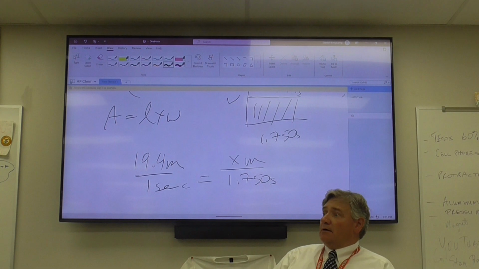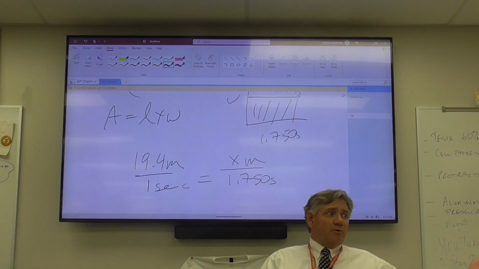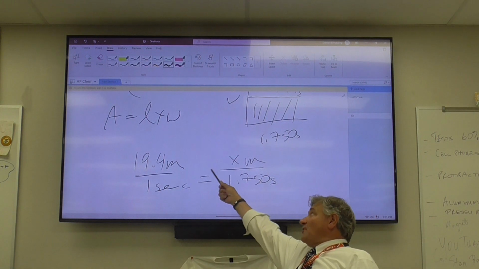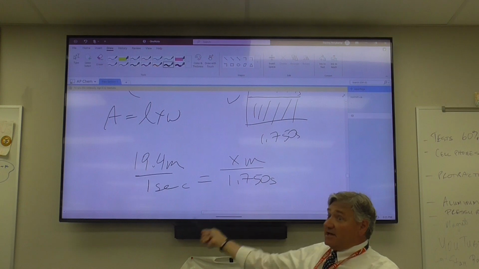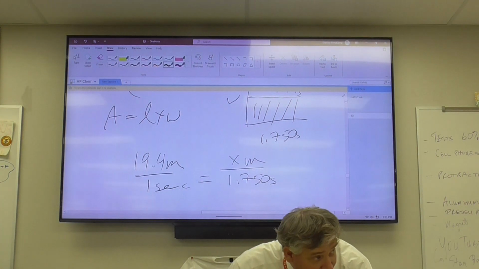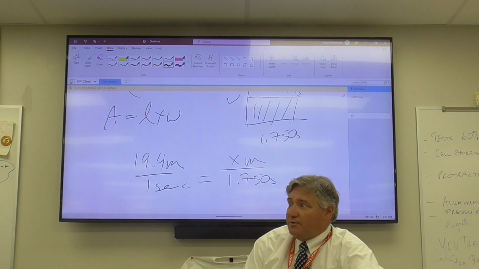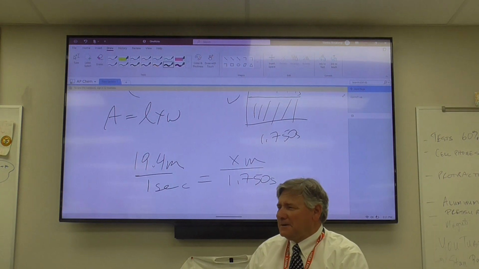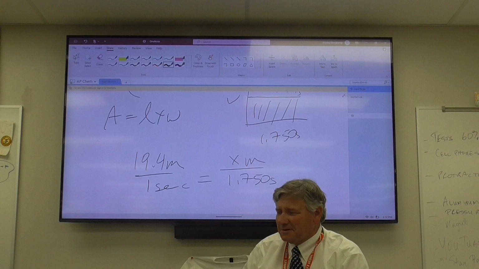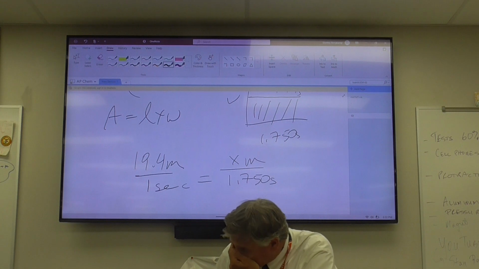Bigger. Why? You're traveling more than 1 second. This is how far you travel in 1 second. You're going to travel more than 1 second. Your answer better be bigger than 19.4. My bad. I got lost in the sauce there.